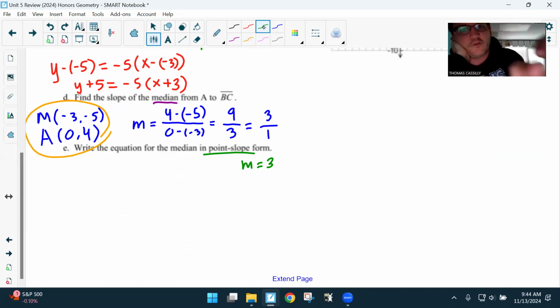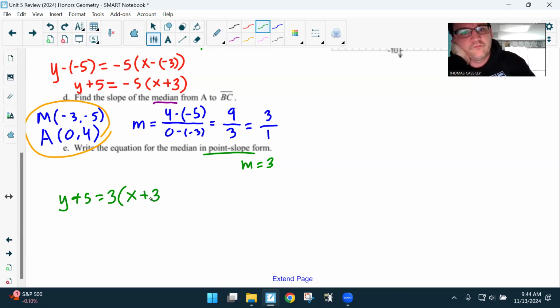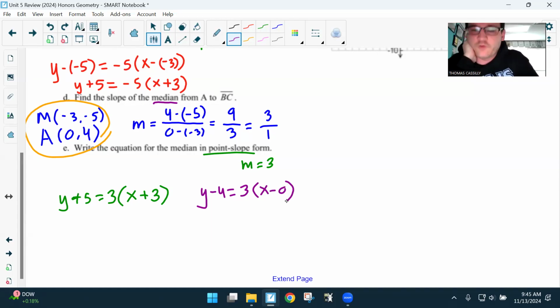All right, so the first one, I'm going to say y minus -5. I'm going to call that +5. Y plus 5 equals 3 times x plus 3. All right, so that's one possibility. Another possibility would be y minus 4 equals 3 times x minus 0. All right, so either one of those equations would be correct. And let me show you why. Right, from here, we're done.